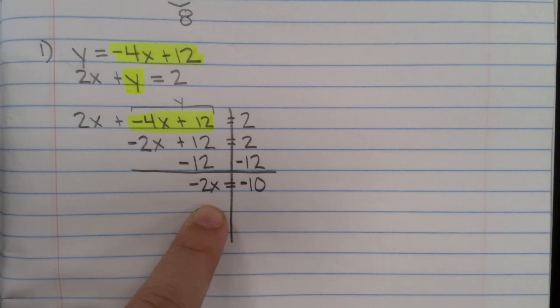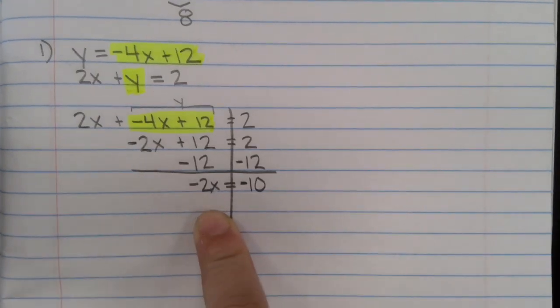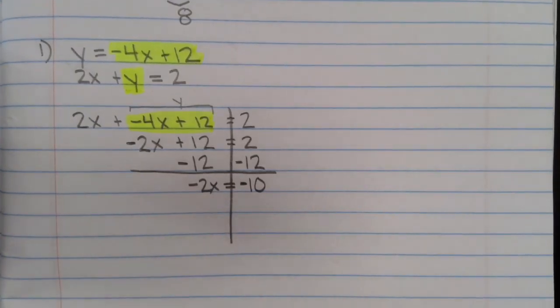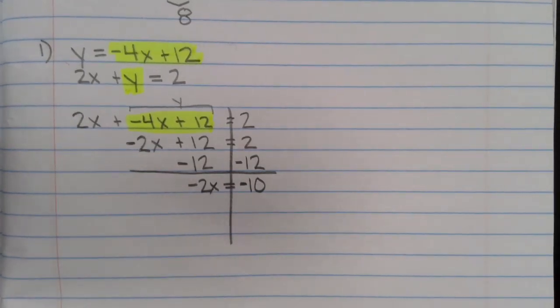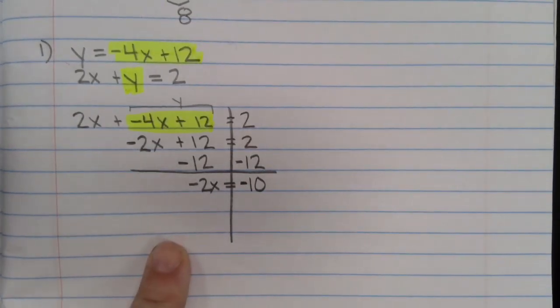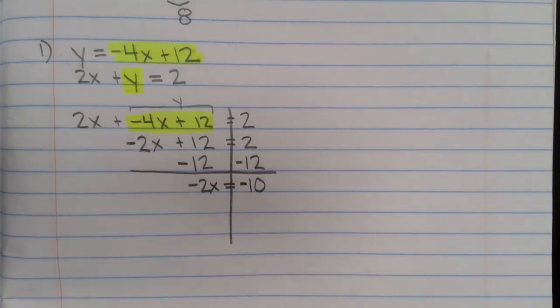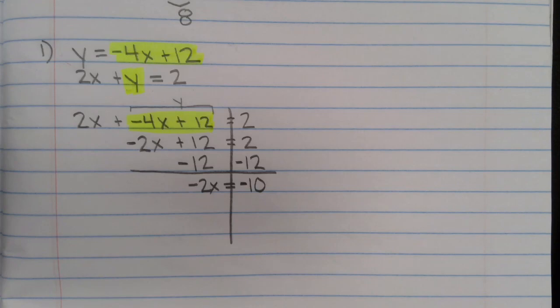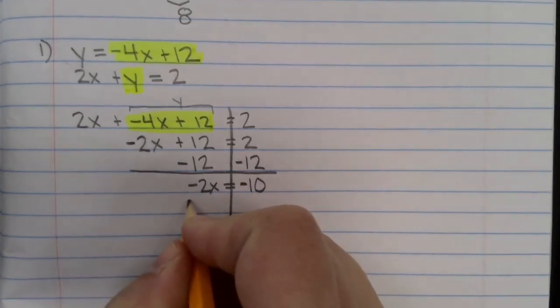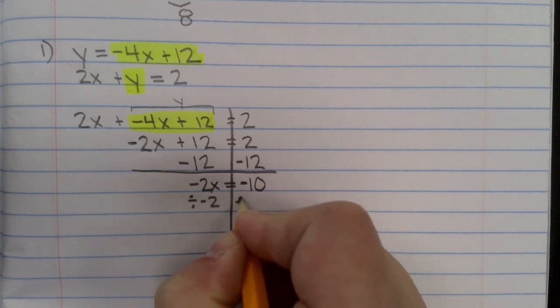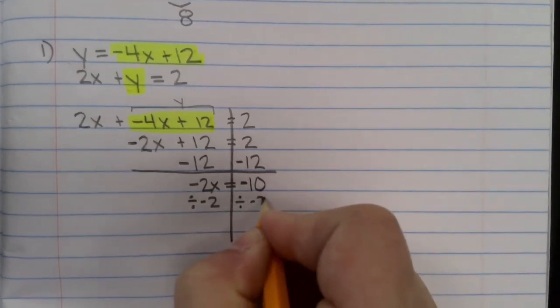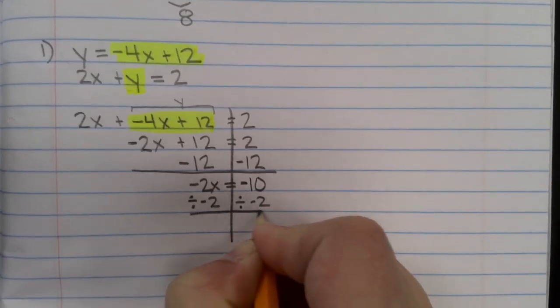All right, so now negative 2 and x are touching. So what does that mean when they're touching? Multiplying. So how do we undo multiply? You've got to divide. So we're going to divide by negative 2, and you divide on each side.